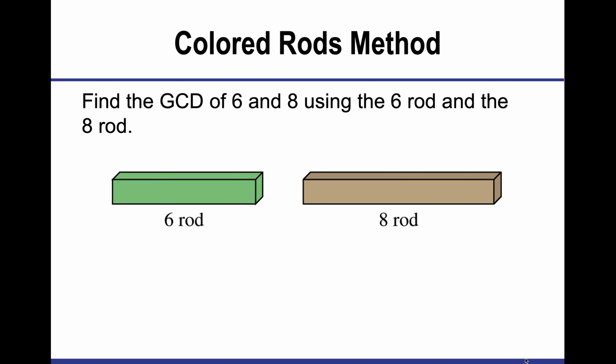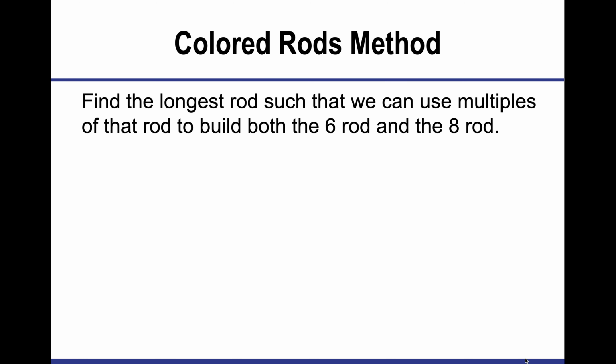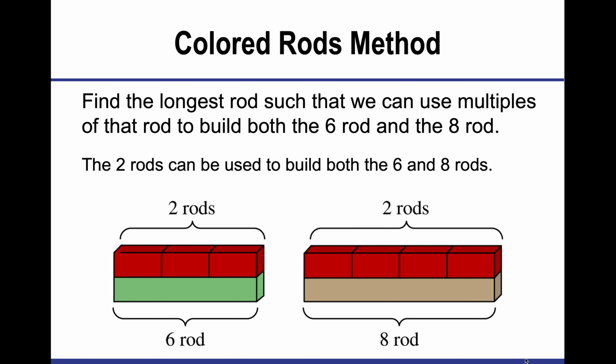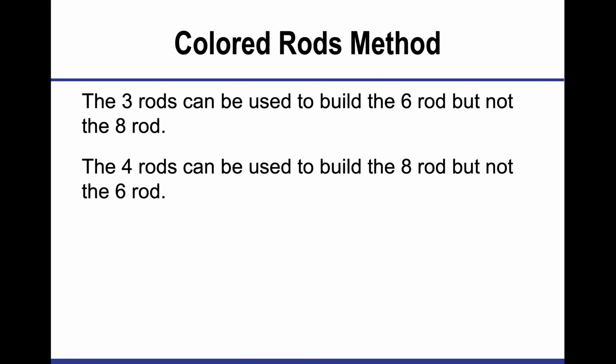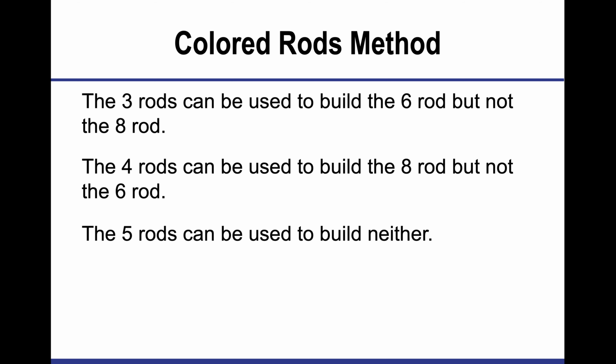So this is an example of a hands-on way to show this. And we can use these rods. If I'm looking at the greatest common thing of 6 and 8, using the 6 rod and the 8 rod, find the longest rod so that we can use multiples of that rod to build both the 6 and the 8. So I can use 2 rods, and that's the largest one I can build that will fit on both, because the 3 rods will fit on one, but not the other.